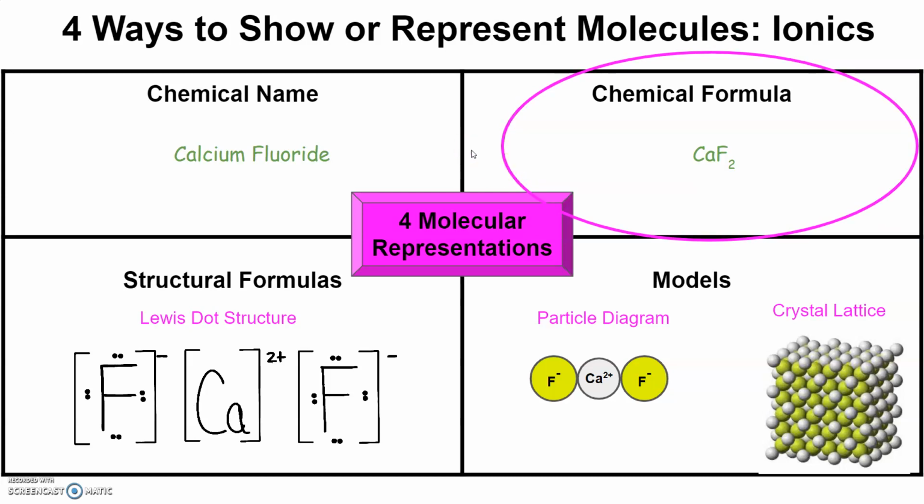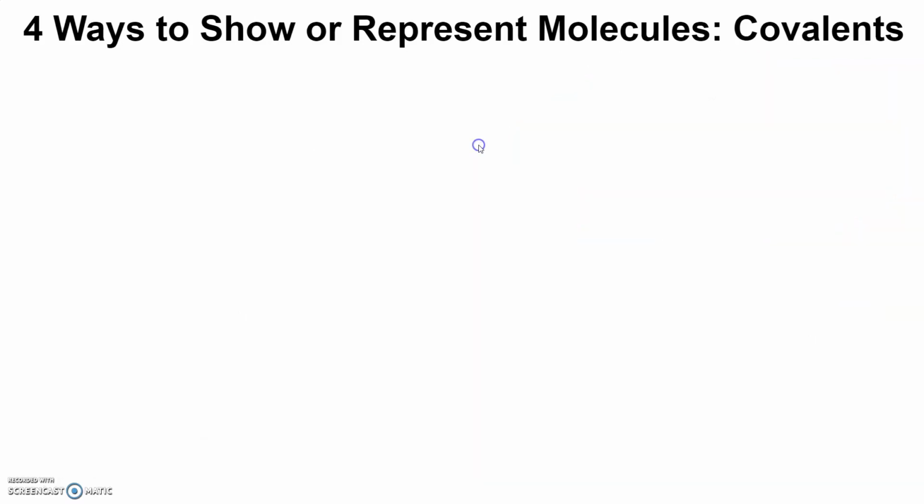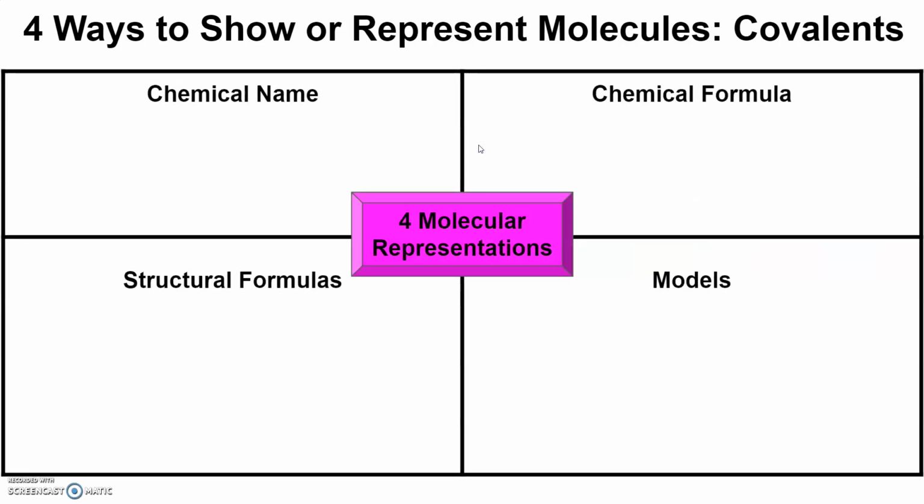So now let's look at the 4 ways to represent a molecule for covalent. Again, we have chemical name, chemical formula, structural formula, and model. So what does that look like for a covalent molecule? Well, if you look at the name, phosphorus trifluoride, in many ways it sounds similar to an ionic compound. A couple of key differences in the name.